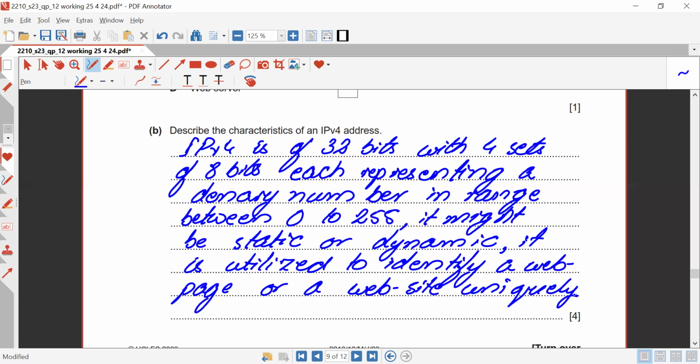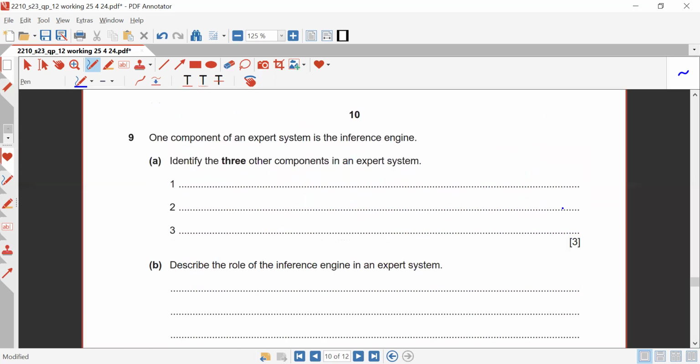So this is what you need to write down. Now coming to the next question, question number 9. It's regarding AI. One component of an expert system is an inference engine. Identify three other components in an expert system. What are the three other components?